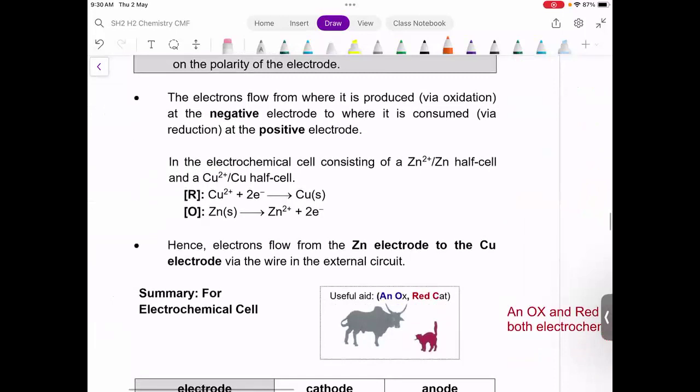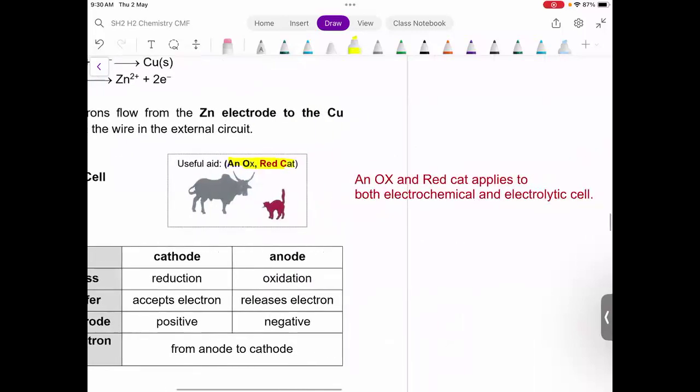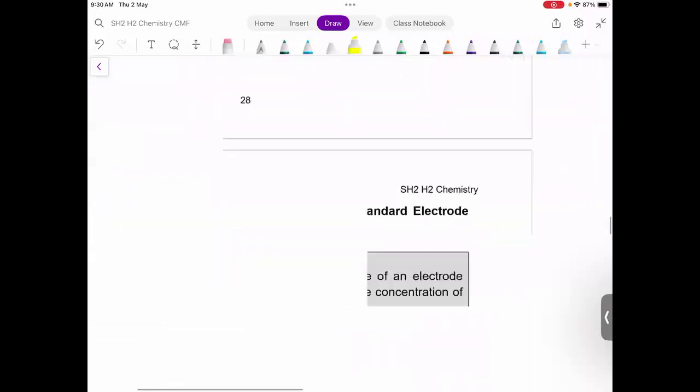Okay, this one should be fine, right? And you are also introduced to your acronym, OIL RIG and AN OX, RED CAT. So anode is the oxidation, reduction is the cathode. Yeah, so this definition applies to both electrochemical and electrolytic cell. All right. So while the polarity can be reversed, this acronym applies to both electrochemical and electrolytic cell. Okay. All right. So let's move on.